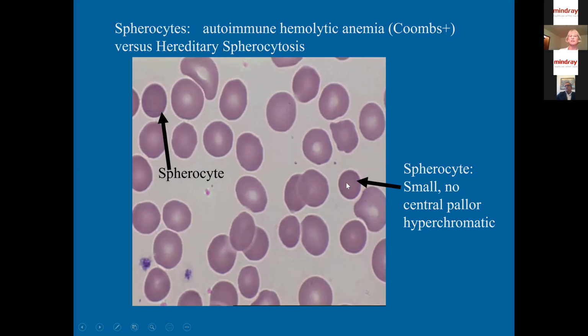And the spherocytes that are significant will be smaller than the normal cells. They'll have increased coloration, so they'll be hyperchromatic, and they won't have any central pallor. So here's a couple of good examples of spherocytes.